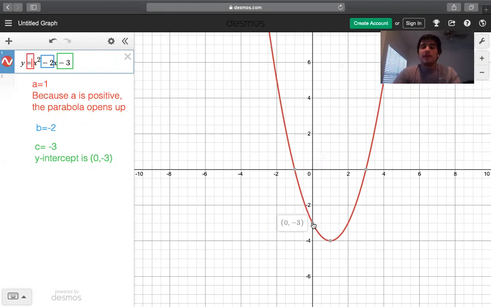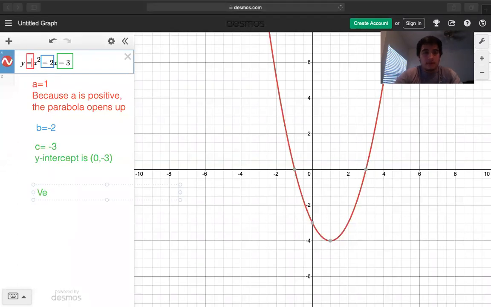So the other things that I'm going to ask you to find, coming back to the attributes that we did a couple weeks ago, is I'm going to ask you to find the attributes. So I'm going to ask you what is the vertex, what are the x-intercepts, the y-intercept, and if it opens up or down. That's probably the main stuff I'm going to ask you.